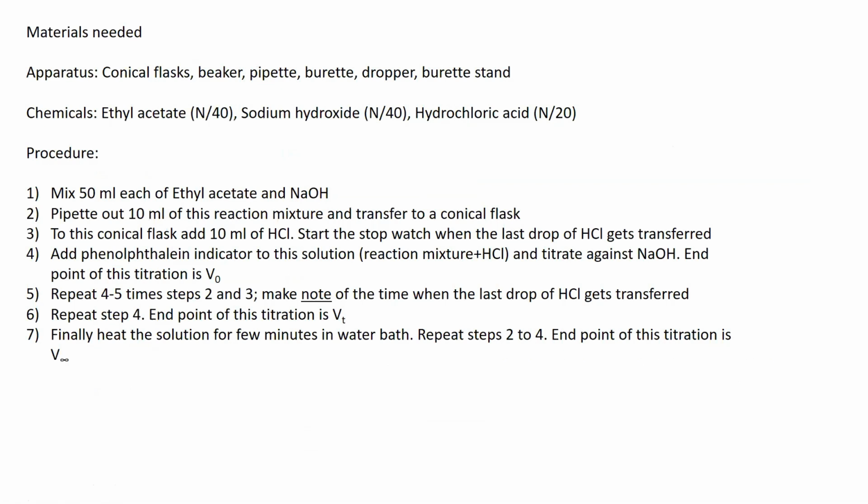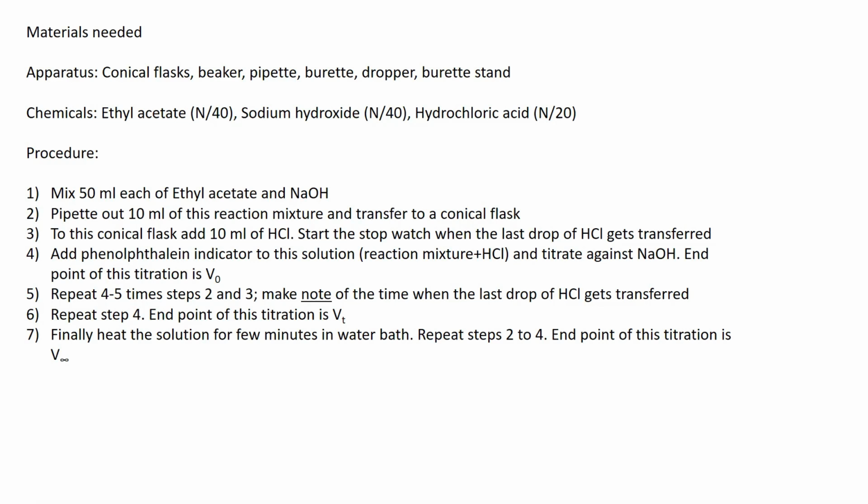So let me briefly tell you the materials required. Apparatus: you require all the titration apparatus, namely the conical flasks, the beaker, pipette, burette, dropper, burette stand, and a few other things required to do the titration. For chemicals, you require N by 40 ethyl acetate, N by 40 sodium hydroxide, and N by 20 hydrochloric acid.